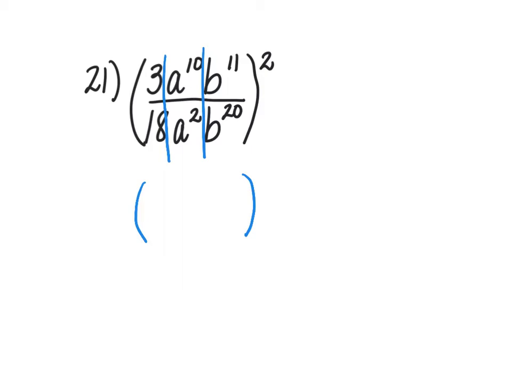So looking at the 3 and the 18. Well, because my smaller number is on top, I know that it's going to stay a fraction. So what can I do for 3 over 18? Well, I can divide them both by 3 and reduce that fraction. So 3 over 3 is 1, and 18 divided by 3 is 6. So that fraction reduces to 1/6.